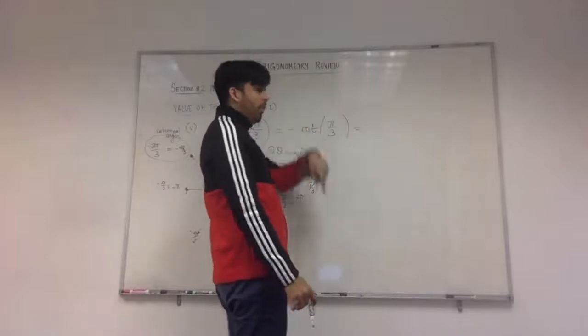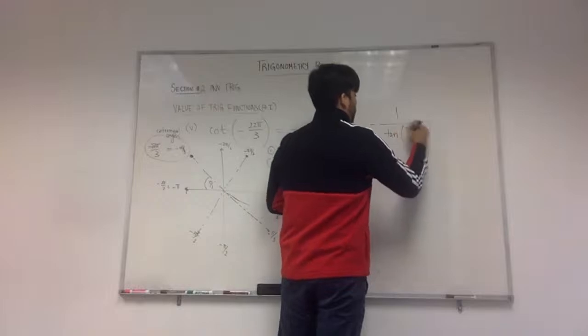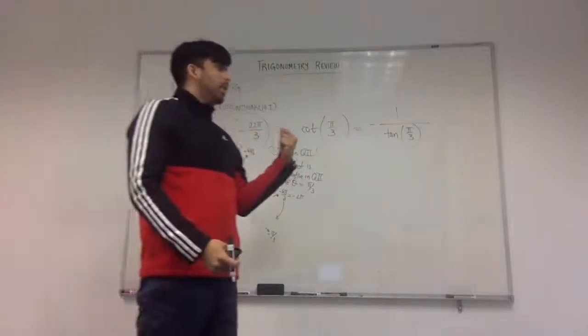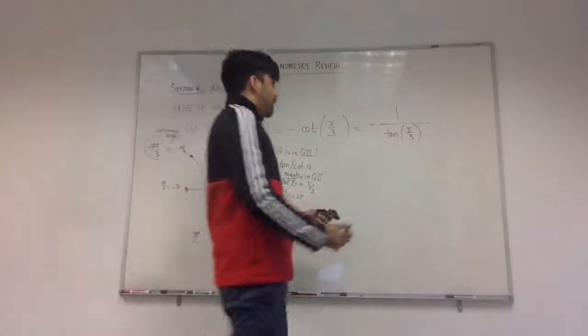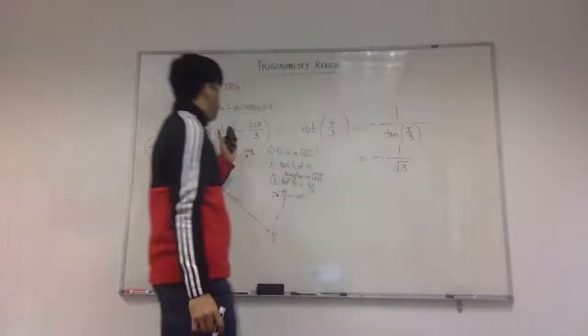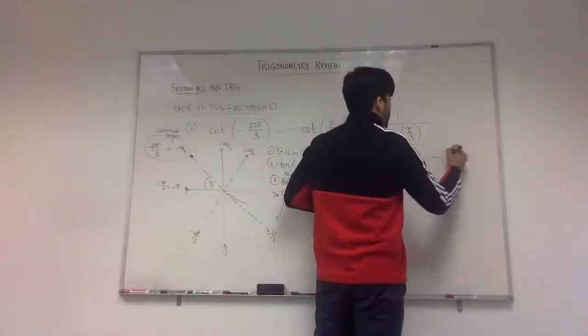Cotangent is 1 over tangent. So let me just put that over here: 1 over tangent of pi over 3. But tan of pi over 3 is tan of 60, and tan of 60 degrees is radical 3. So this whole expression equals negative 1/3 radical 3. And if you want to rationalize it, this becomes negative radical 3 over 3.